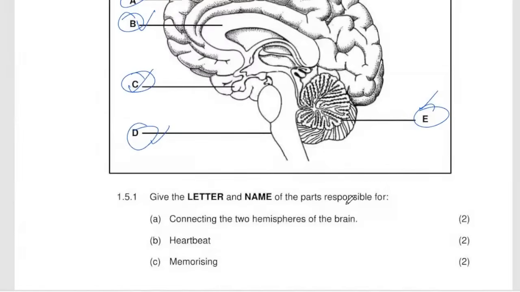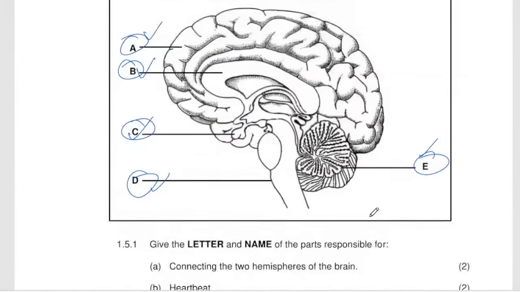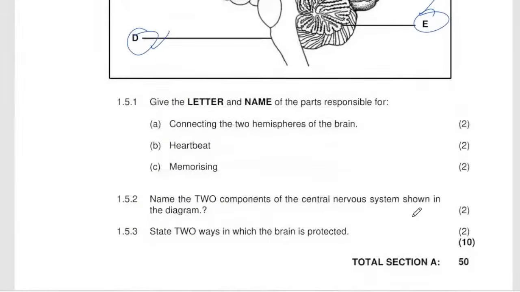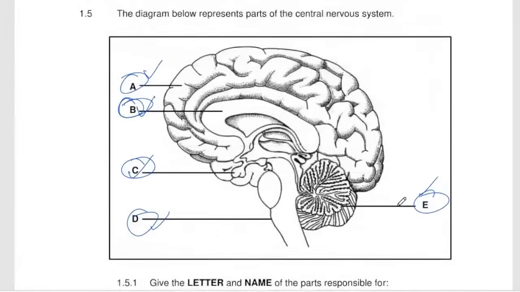Then they're saying, name the letter and the name of the part that is responsible for number 1. Part A, connecting two hemispheres together. Since I know that this is the one which controls the left and the right hemisphere, then I'm able to know the answer. So the answer there is going to be B.